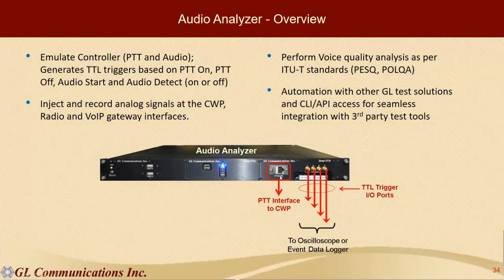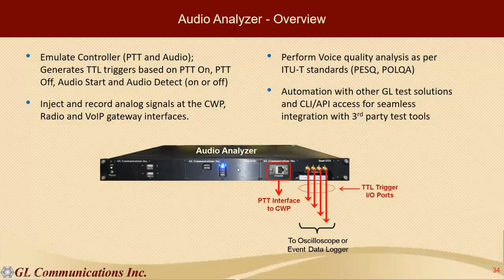When those events happen, so when PTT is enabled, when PTT is disabled, when audio is being sent, when audio has been detected, we can send a TTL trigger out to an oscilloscope, maybe in a lab where you want to see what time that actually happened, or to that event data logger that we showed in the previous slide, where we can time it and do a time delta between maybe this interface and an IP interface. So that's what this product does.